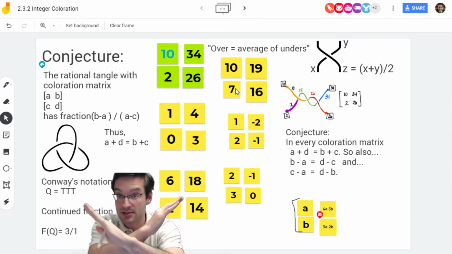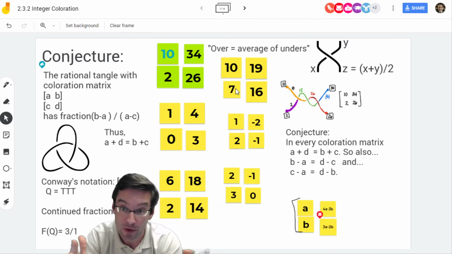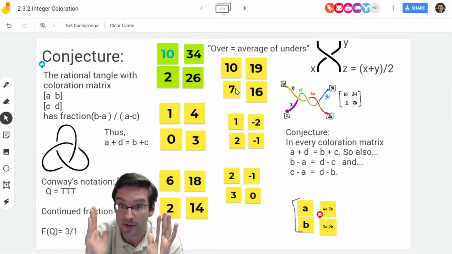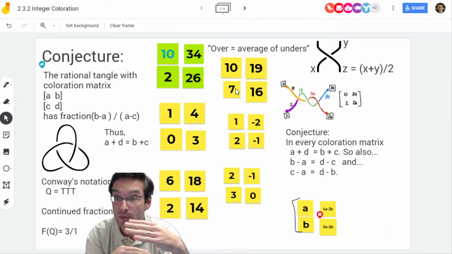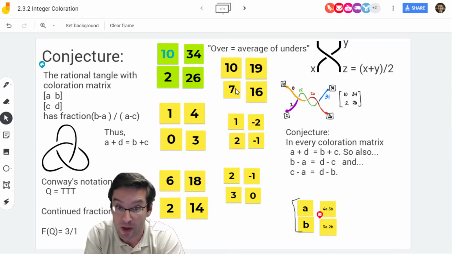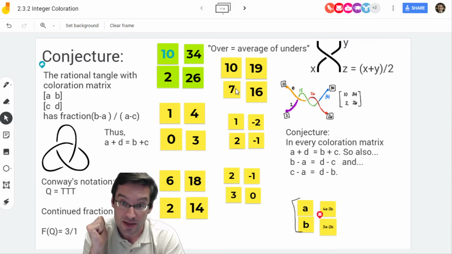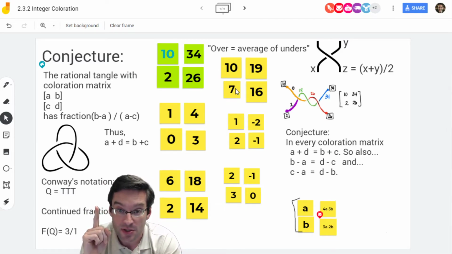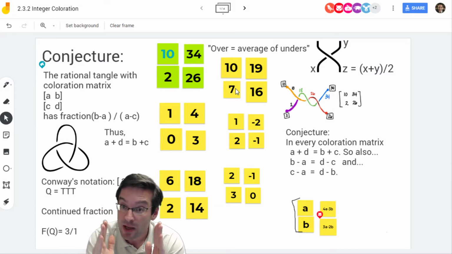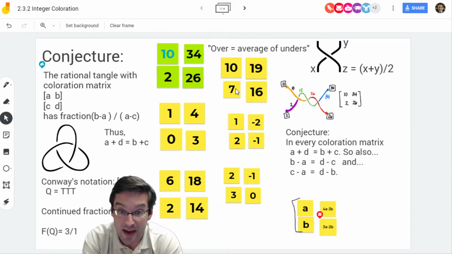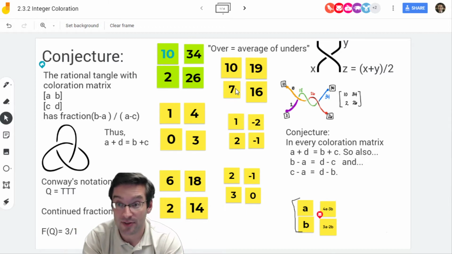Right? So that diagonal hypothesis is super powerful because it means if I care about the difference between the columns, I only have to compute one of those differences. If I care about the difference between the rows, I just have to compute one of those differences as well. Okay? And the real kicker is the conjecture that's above my head here, which is that if we take the difference in the columns, so the second column minus the first column, and we divide it by the difference in the rows, the first row minus the second row, then what we will get is, in fact, the fraction of our matrix, or of the rational tangle, which has this as the coloration matrix.